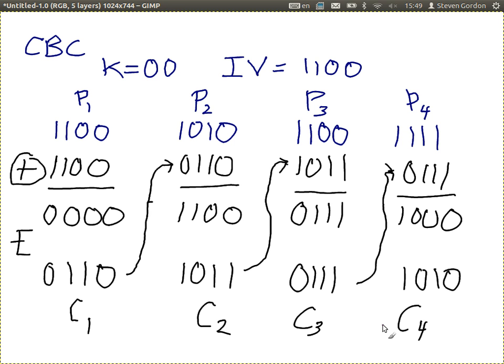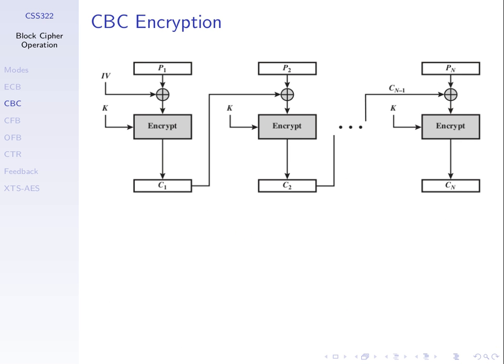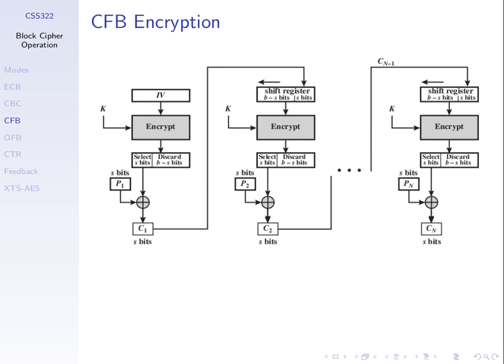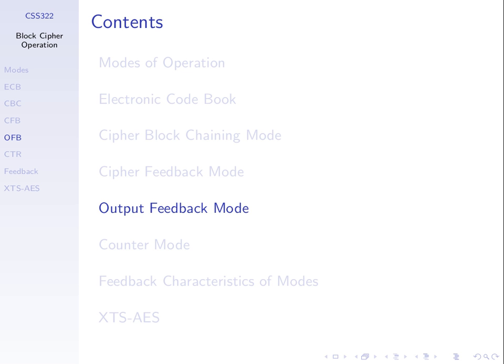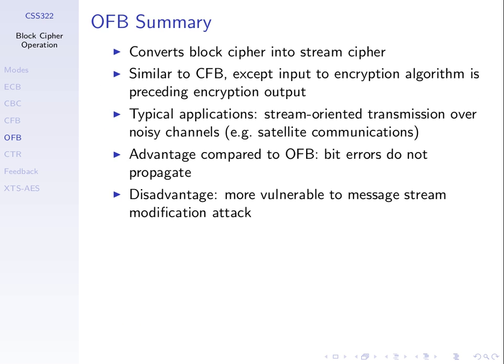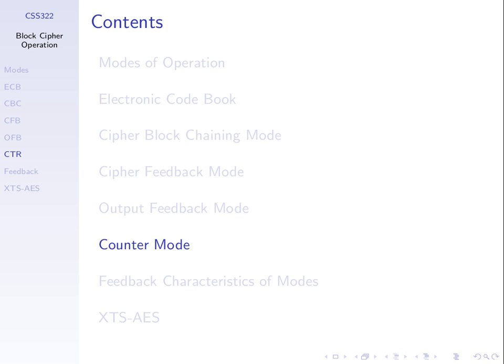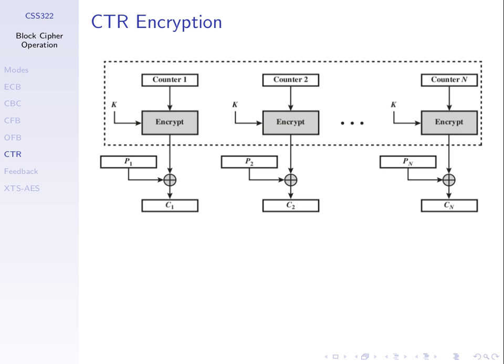Any questions on CBC? Next one. CFB, cipher feedback mode. This mode is commonly used to turn a block cipher into a stream cipher. Let's do it next time. But let's do another one first. Easy one, the last one, counter mode. We'll return to the others next week.